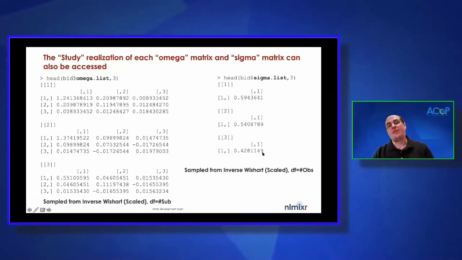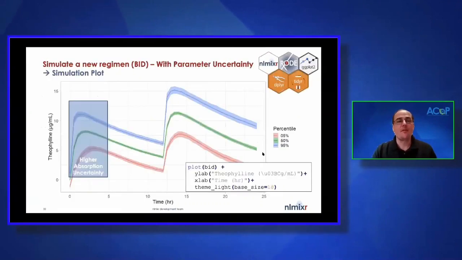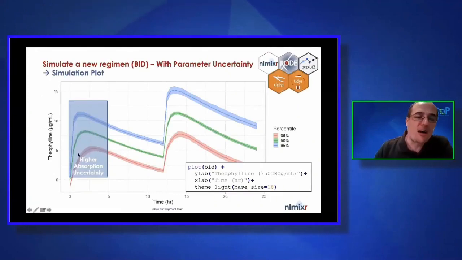Basically, same thing. You're simulating from the inverse Wishart distribution based on the degrees of freedom or the number of observations. When you look at the simulation, we're using the same code, plot the BID. You can see there's a little bit of higher absorption variability when we add this uncertainty into what you're looking at.